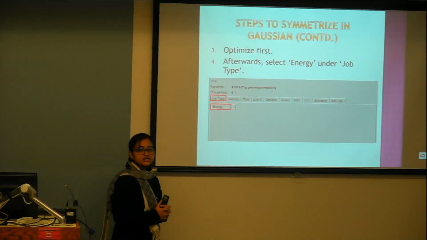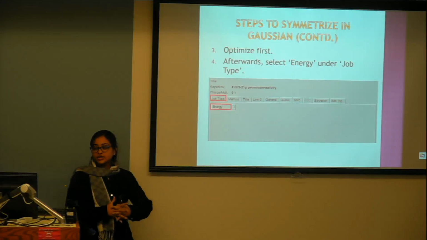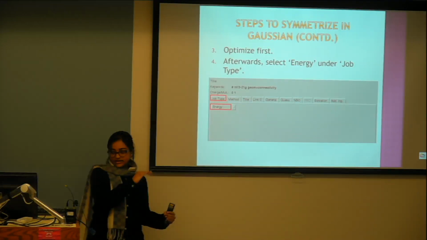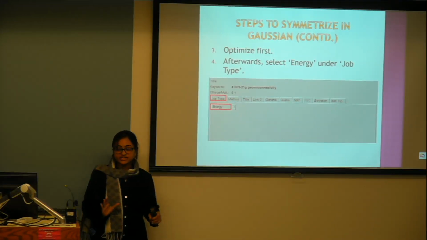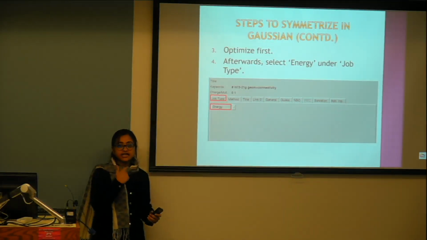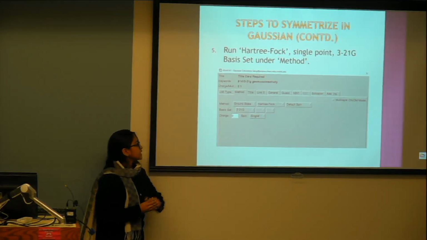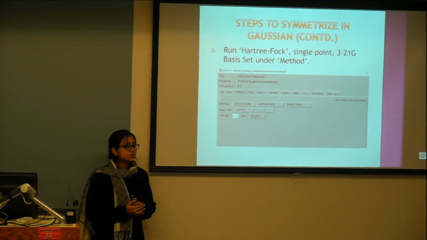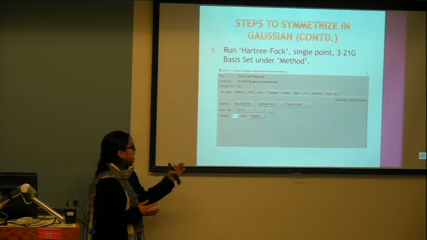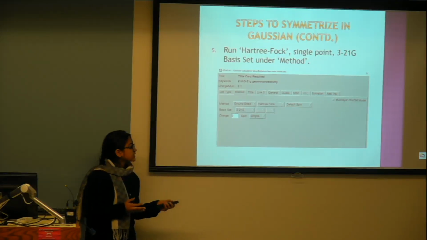Then under job type, we first optimize, and in method we optimize it. After optimizing and saving the file on the same file, we again go to job type and select energy. After selecting energy, we go to method. The method I've applied here is Hartree-Fock. It's applied to determine wave functions and the energy. The basis set is 321G and the spin is singlet.